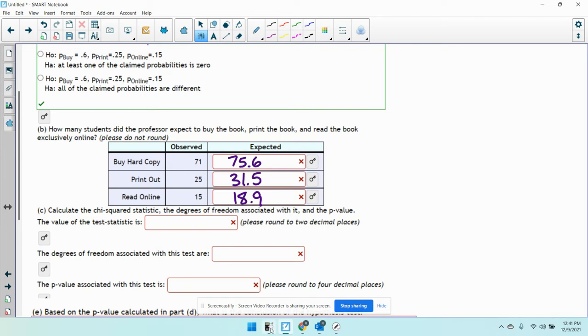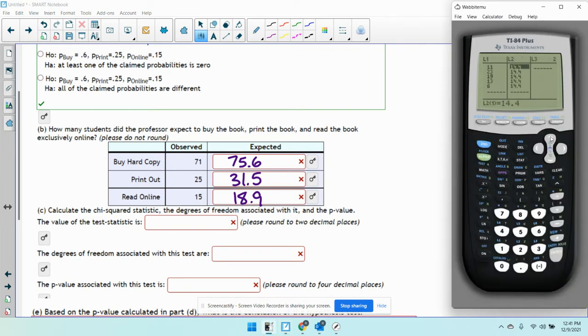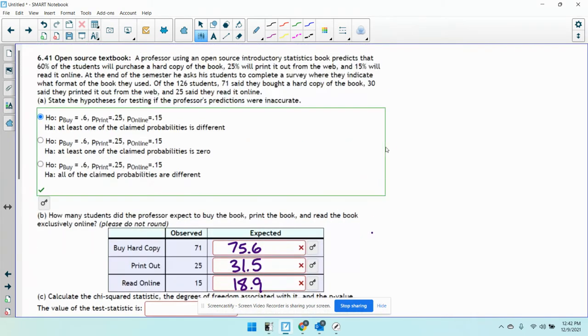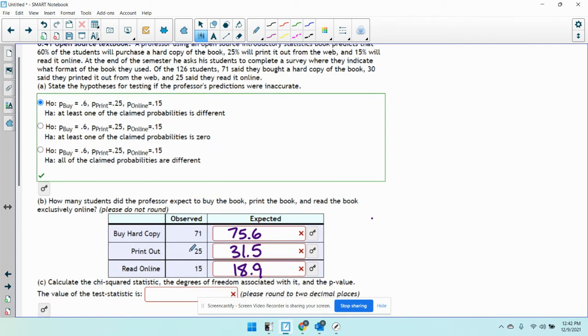So then it says calculate the test statistic. Well, I have to put that information into L1 and L2, so I'll go to that and clear those out. So I have 71, 25, 15. I have, no, wait a minute. Let me check something real quick. Plus 25 plus 15. Huh? Okay, there's an issue. Oh, there's a typo here. So this is not 25. This should be 30.